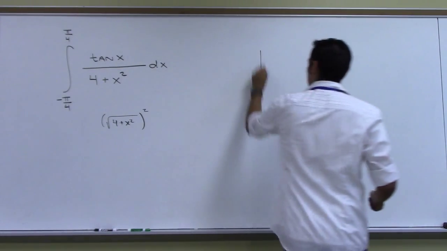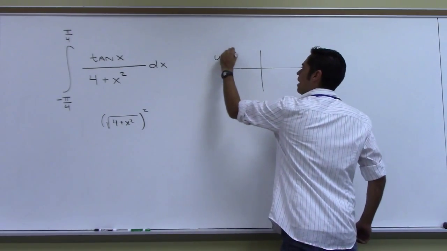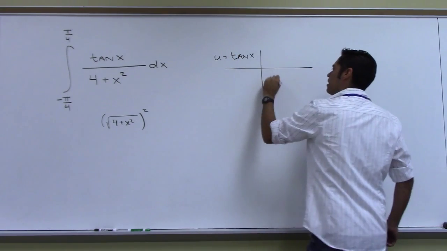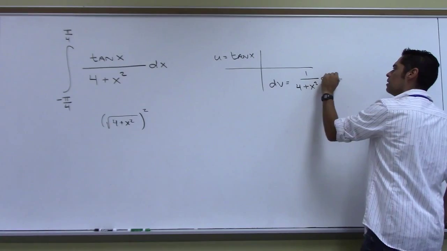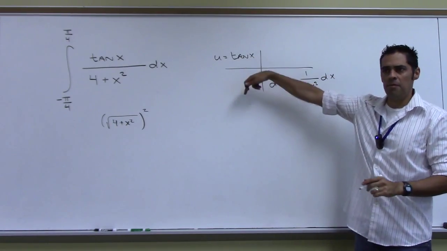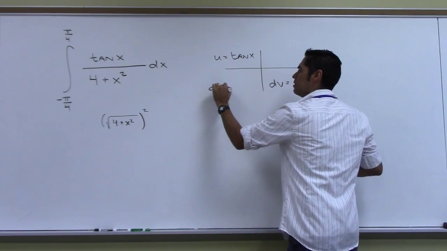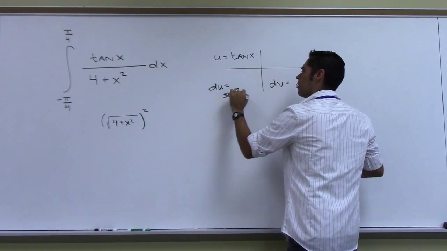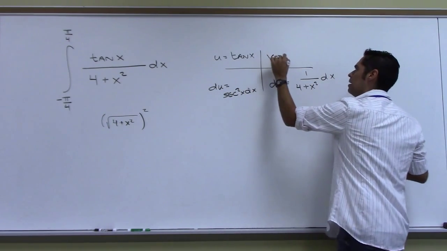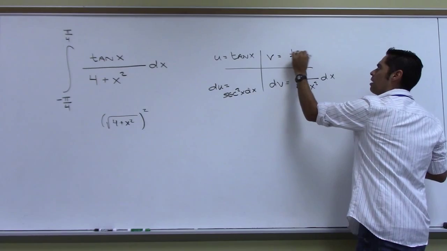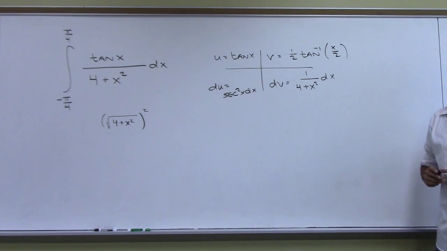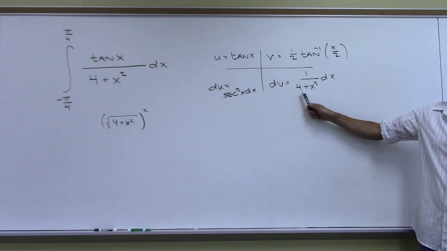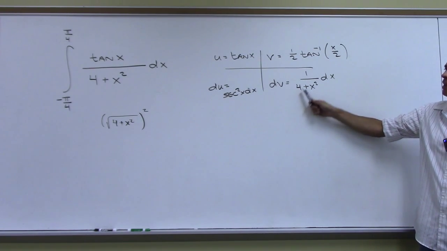I may as well write this down. u would be tan x, right? dv would be 1 over 4 plus x squared dx. The derivative du would be what? Secant squared x dx, and v would be 1/2 arctan of x over 2, wouldn't it? Because a is 2.